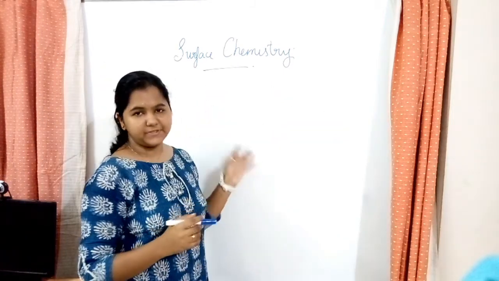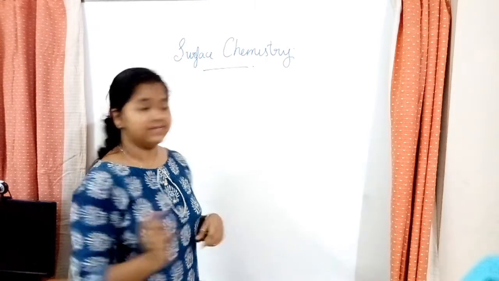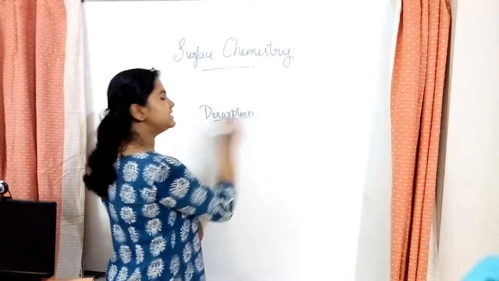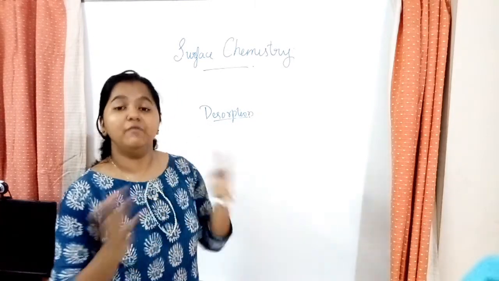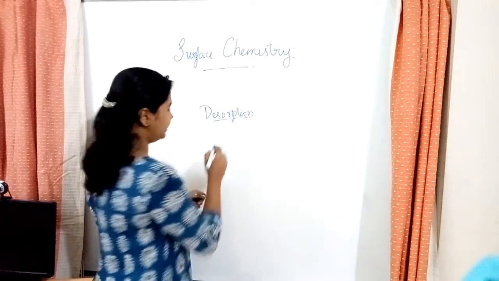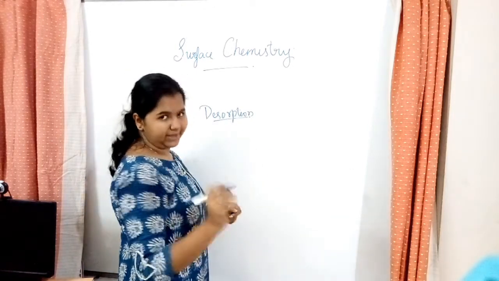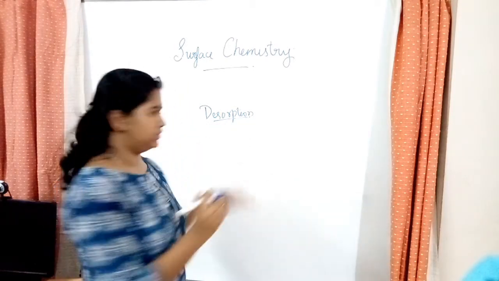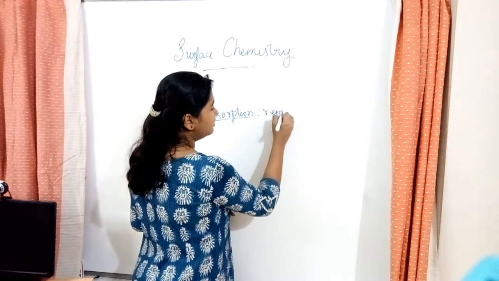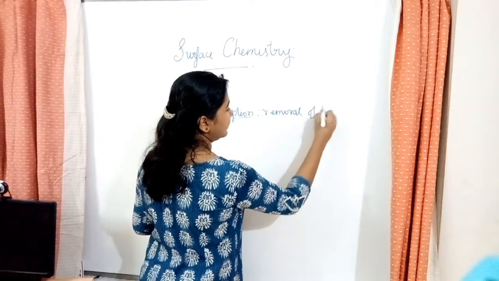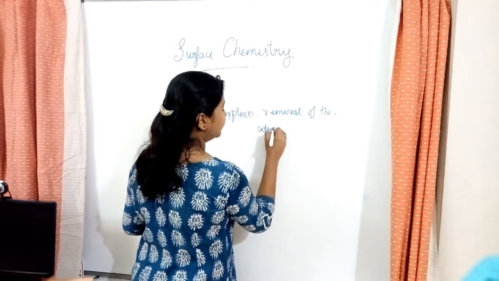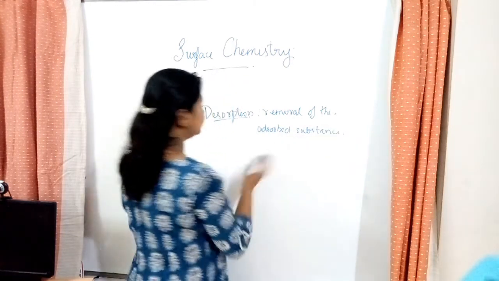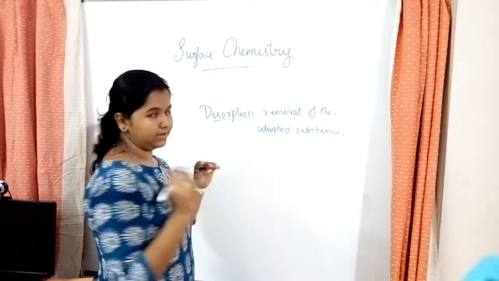So we learned about adsorption and absorption. We have to learn a new term, that is desorption. So what is desorption? Desorption is the removal of the adsorbed substance. We learned about the adsorbent and the adsorbate. So the adsorbate is removed from the adsorbent after adsorption. That is desorption, the removal of the adsorbed substance. That is the reverse process of adsorption.